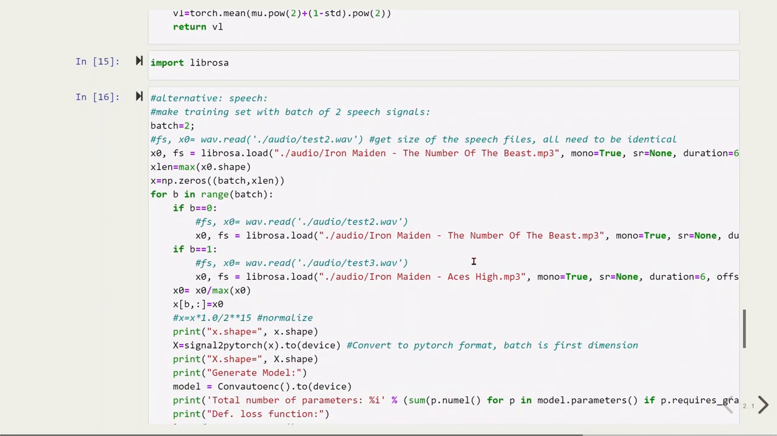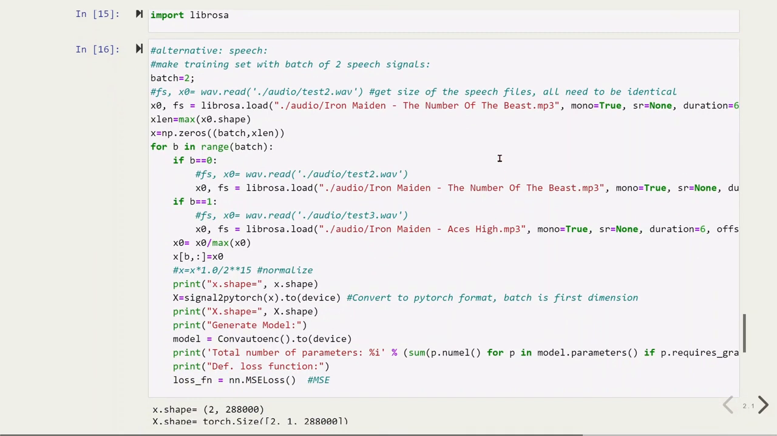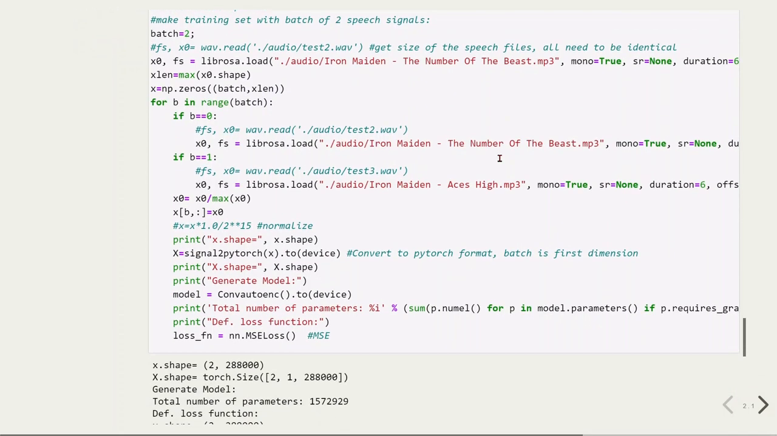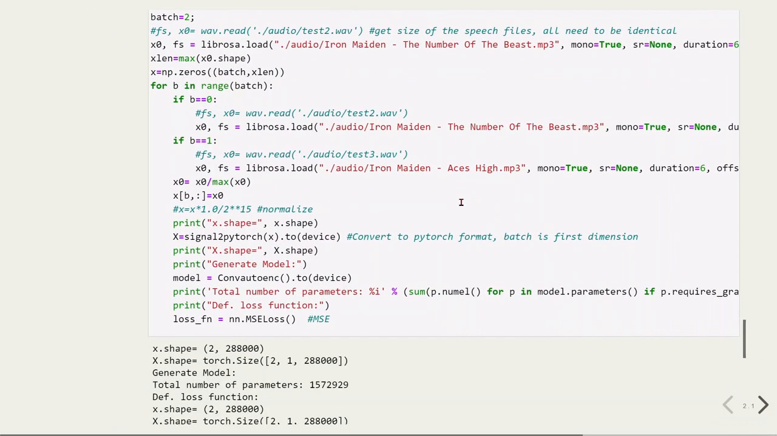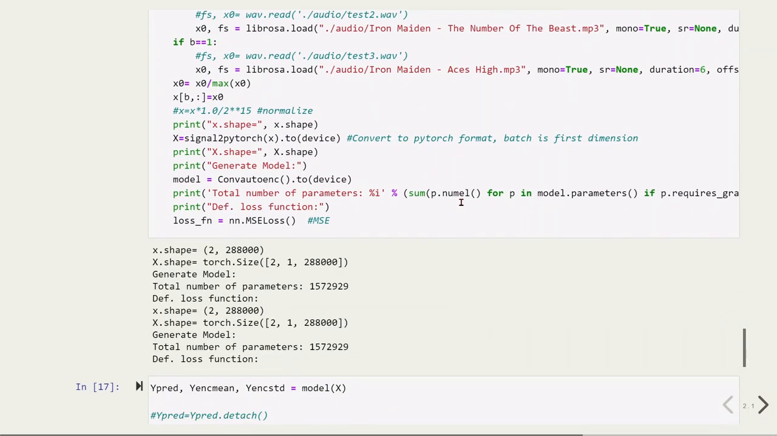So here we are preparing our training set. We're going to use the famous speech from the introduction of Iron Maiden, The Number of the Beast, and also the speech from Iron Maiden, Ace is High. So we're just preparing here. Batch 0 is one file, batch 1 is the other file. We do some normalization, we convert to PyTorch tensors, we generate our model, and we define the loss function, the part that is the mean squared error.